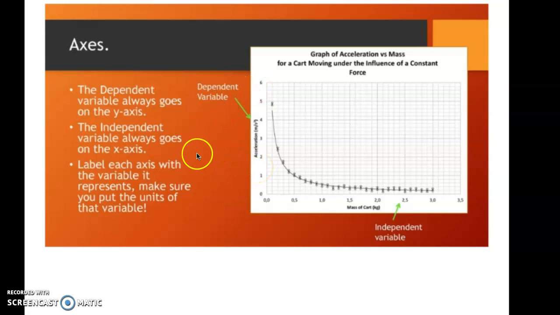So how do we put this on a graph? The rule is that the dependent variable always goes on the y-axis. The independent variable always goes on the x-axis. So the first thing you need to get clear in your mind is, in my relationship, what is the independent variable and the dependent variable? And make sure that you put them on the right axis. Independent on the x-axis, dependent on the y-axis. It's also vitally important that you label each axis with the variable and make sure that you put the correct units in. Sounds obvious, but you'll be amazed how many people forget.